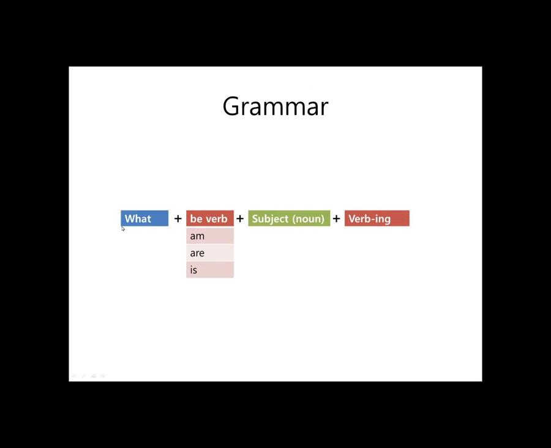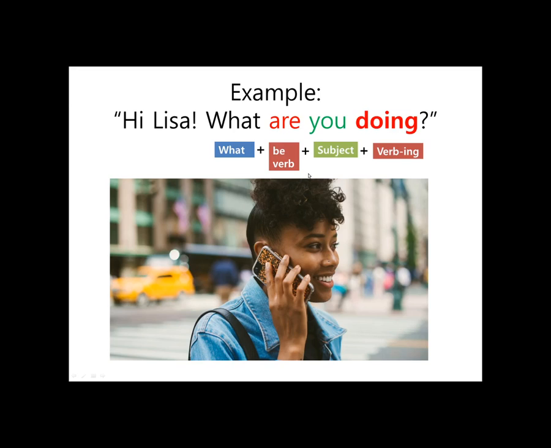Okay, so let's look at the grammar. So we put our question word, what, our present be verb, am, are, or is, our subject noun, so it might be you, he, she, it, and verbing, so our action word plus ing. So here's an example. Hi Lisa, what are you doing? So what are you? Remember, these need to match. So I am, you are. What am I doing? What is she doing? So what are you doing?